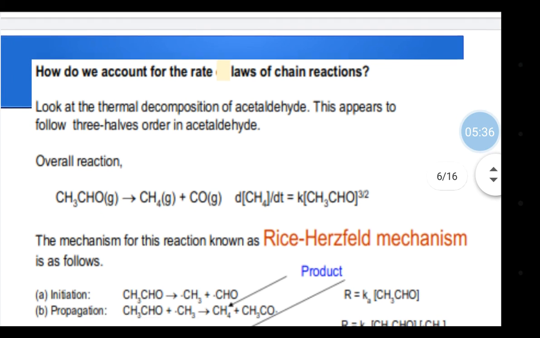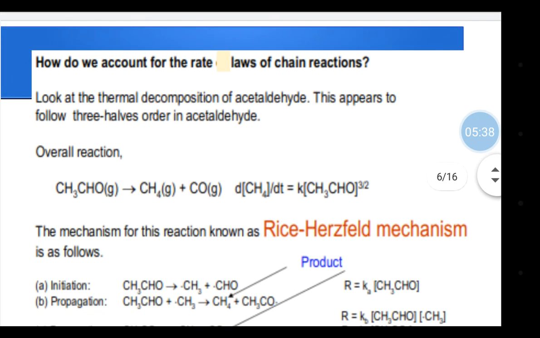Now, the rate laws of chain reactions. As I told, the rate laws of chain reactions are almost always complex, very complex. How do we account for the rate laws of these chain reactions? See, the thermal decomposition reaction of acetaldehyde. This reaction appears to follow 3/2 order in acetaldehyde.